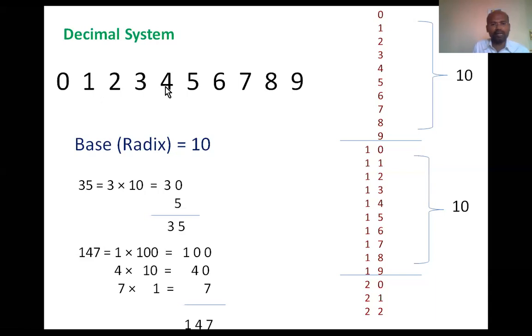Third apple, 3. Fourth apple, 4. Fifth apple, 5. Sixth apple is 6. Seventh apple is 7. Eighth apple is 8. Ninth apple is 9, like that. After the ninth apple, if the next apple comes, then we have to count that with 10. Next apple, 11. Next apple, 12. Next apple, 13, like that.